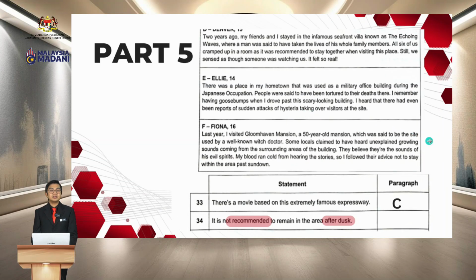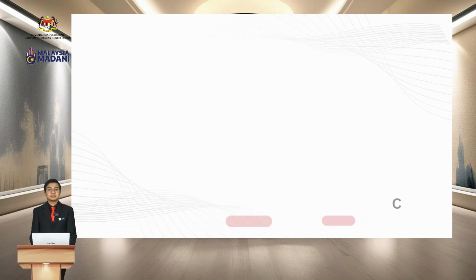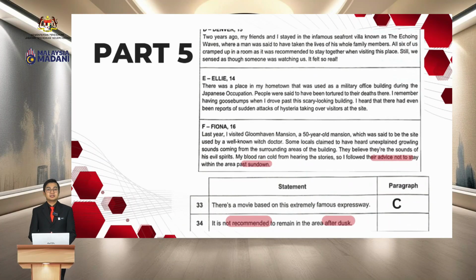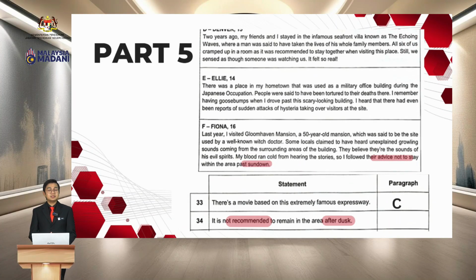Question 34: it is not recommended to remain in the area after dusk. So the highlighted phrases there are not recommended and after dusk. We need to find words or phrases that have the same meaning as these two. Please take a look at the paragraphs on the screen. As we can see, paragraph F actually has the words or phrases that have the same meaning.